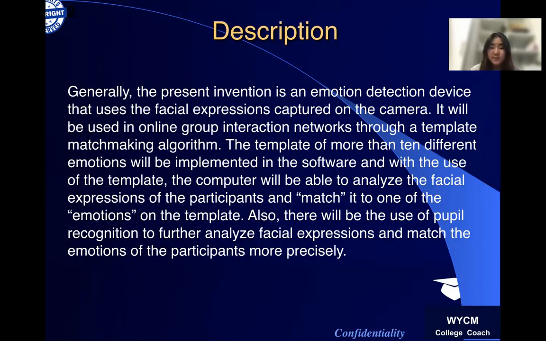The way in which this device will detect emotion is that it will use the facial expressions of the participants that are captured on the camera and will also be using a template matchmaking algorithm. The template, also known as the emotion chart, will have more than 10 different emotions. And when the camera captures a facial expression, it will match it to one of the emotions present on the template. Then the software in the computer will be able to analyze the facial expression and give an accurate emotion that will be given to the host, provided as information.